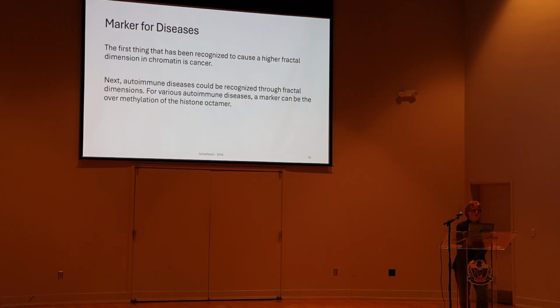As I've already discussed, the fractal dimension could be used as a marker for cancer. It could also potentially be used as a marker for other diseases. For various autoimmune diseases, an early marker is the overmethylation of the histone octamer. Since, as we talked about, the methylation could be shown through an increase in the fractal dimension, perhaps that fractal dimension could be used as an early marker for this as well one day.